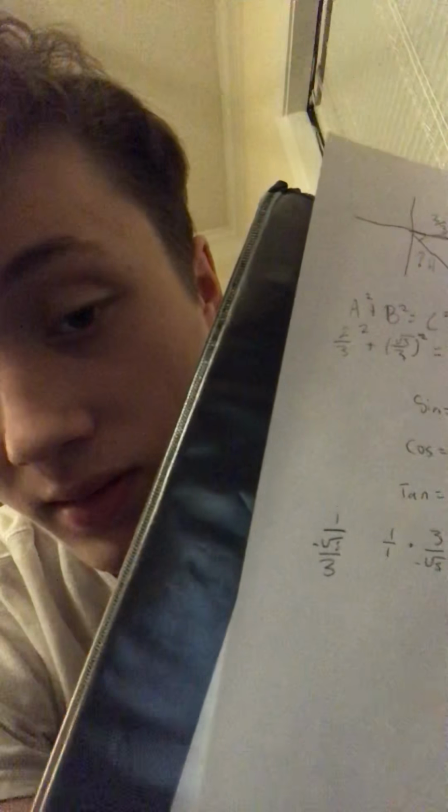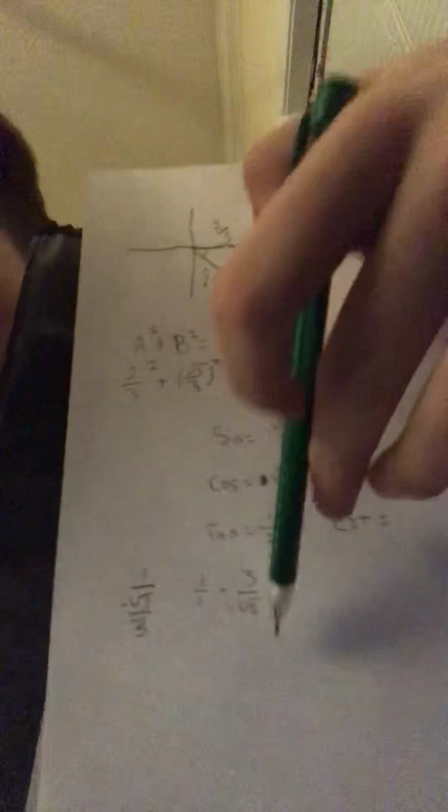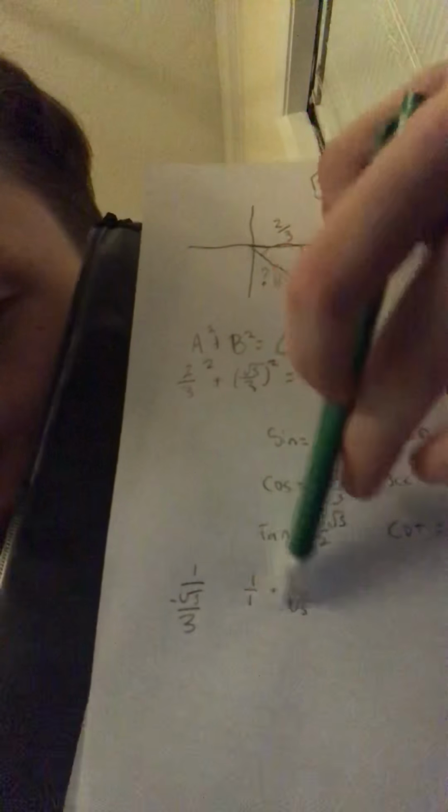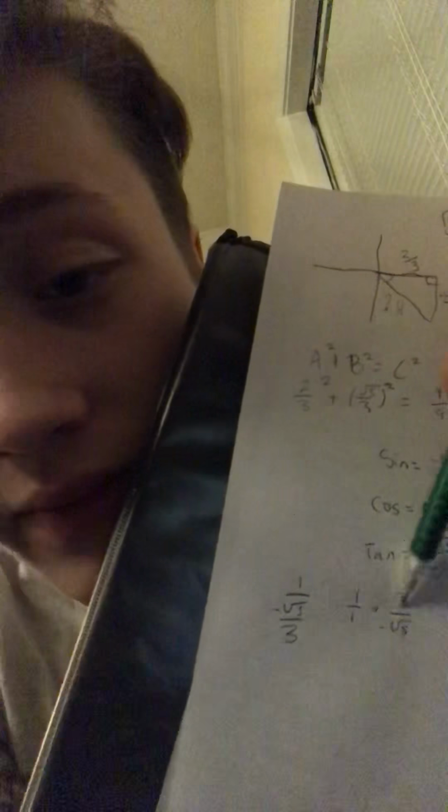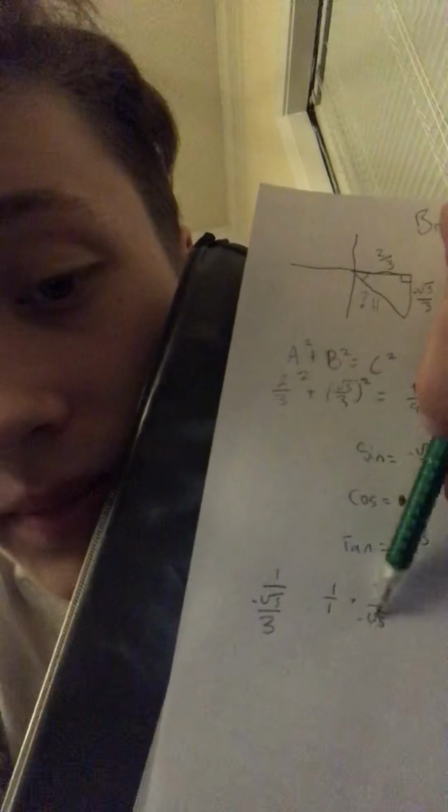I'm gonna get rid of that. It would just make it itself, but then I'll get rid of the radical, because you can't have radicals in the denominator. So multiply this by square root of 5 over square root of 5, and you can do that because square root of 5 over square root of 5 is just 1. That makes 3 square root of 5 over negative 5.